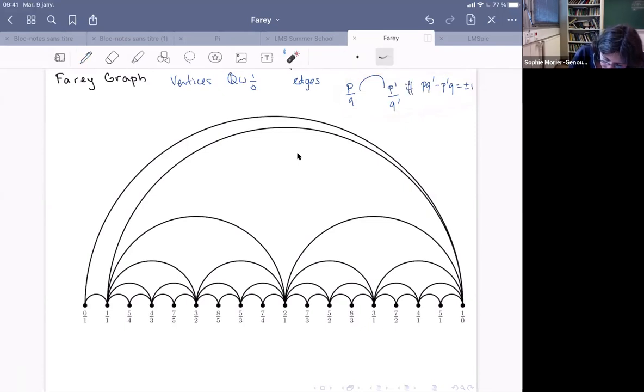The best way to draw the graph is to draw it in the plane. You put the rationals on the horizontal line and you draw the edges like half circles. It's an infinite graph. I'm trying to extend the graph. I don't know if you can always continue the graph. And what you have locally is a picture that looks like this.